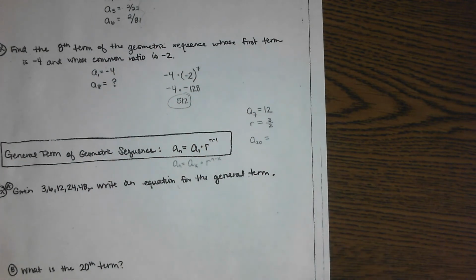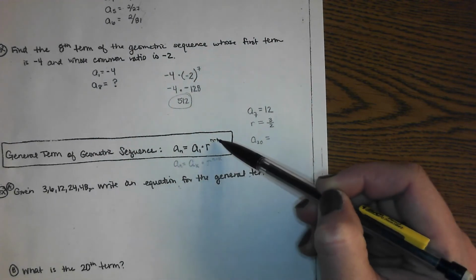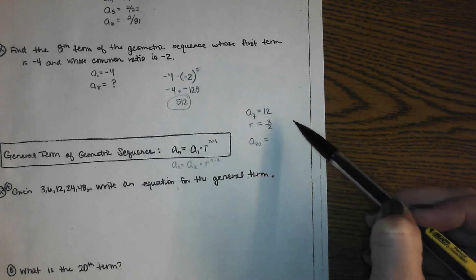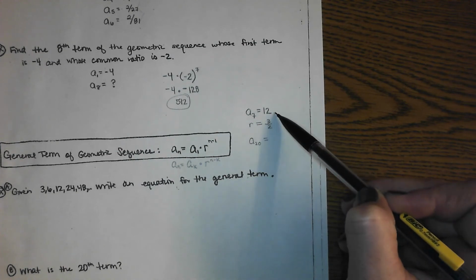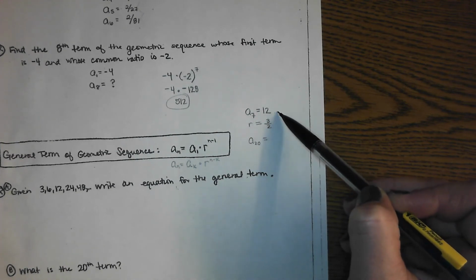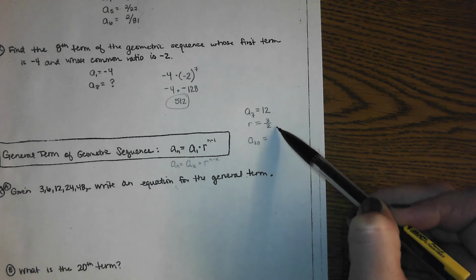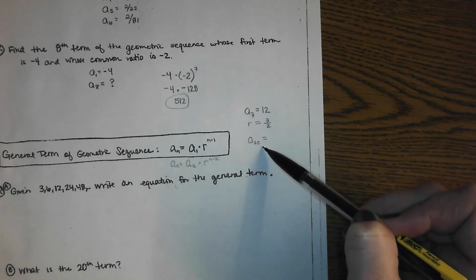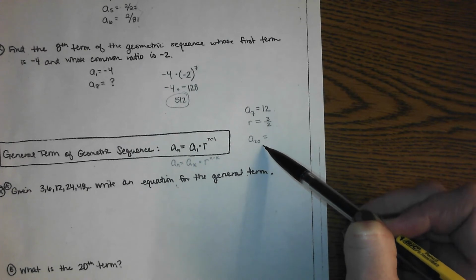So why limit the a sub 1 to the first term? And that 1 there for the first term is the same reason we have the 1 up there. Because what we really want and realize is that we're starting with 12 in this case. We're starting with the seventh term of 12. And we're multiplying by 3 halves. How many times to get to the 20th term? 13 times, right?